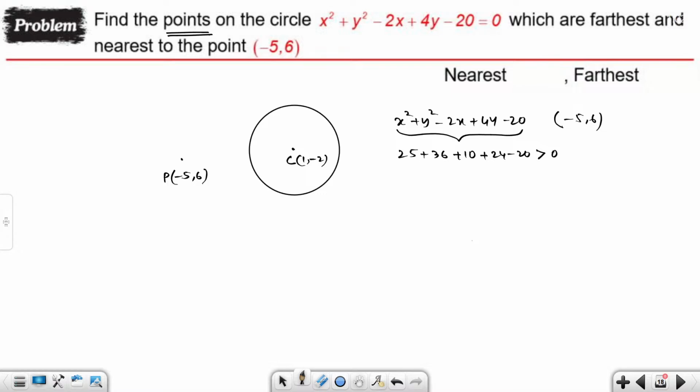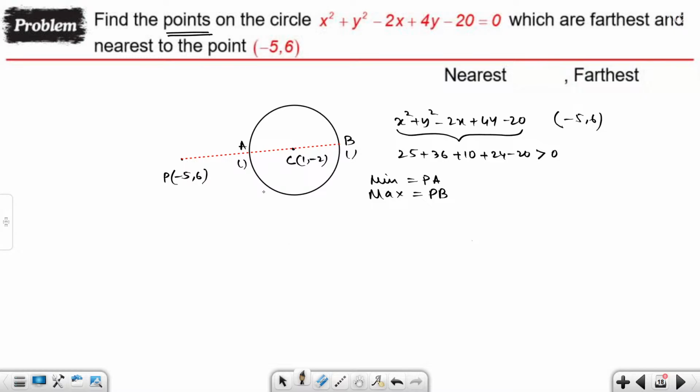Now, I have to find out, see the question very carefully. If I join this, now we can easily understand that if this is A and this is B, our minimum length is PA and maximum length is PB. Yes or no? But we are not concerned about the distance, because we have to find the coordinates of A and B. We have to find the coordinates of A and B.